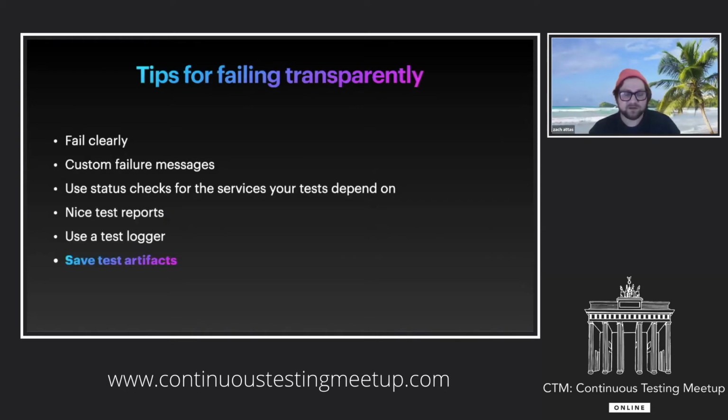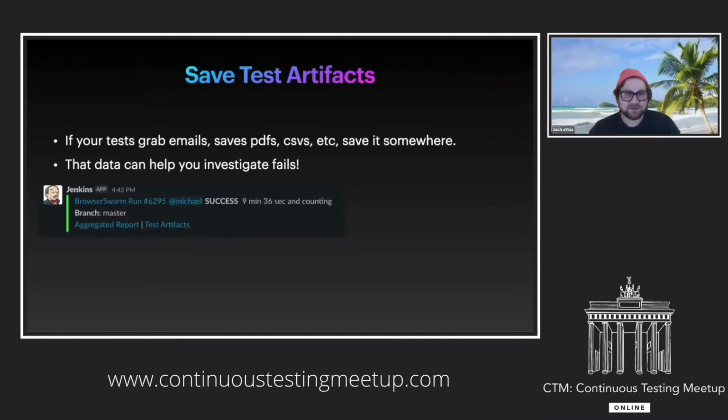The last thing with this topic is saving test artifacts. If your test grabs emails, saves PDFs, CSVs, etc., save all that data somewhere and put it on a file server that's accessible after the test run. That's really important to investigate fails with any of those files. This is something we do at Review Trackers as well, and we've been able to quickly solve PDF rendering issues and CSV data issues by actually having the copy of the CSV that is downloaded by the test.